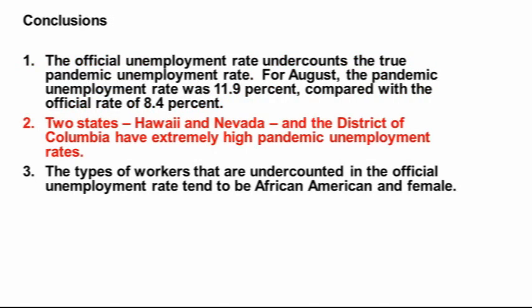The second conclusion is that there are three places, Hawaii, Nevada, and the District of Columbia, that have extremely high pandemic unemployment rates, over 18%, and several other states that have high rates. And this is very, very concerning. The third thing is that the types of workers that are undercounted in the official unemployment rate and are counted in the pandemic unemployment rate tend to be African American and female. For both of those groups, the gap gets larger when the pandemic unemployment rate is calculated compared to the official unemployment rate.